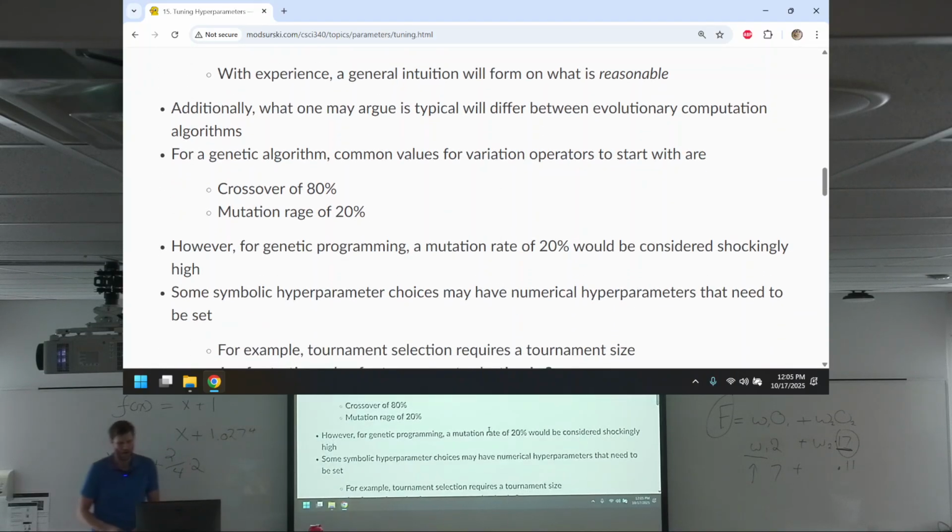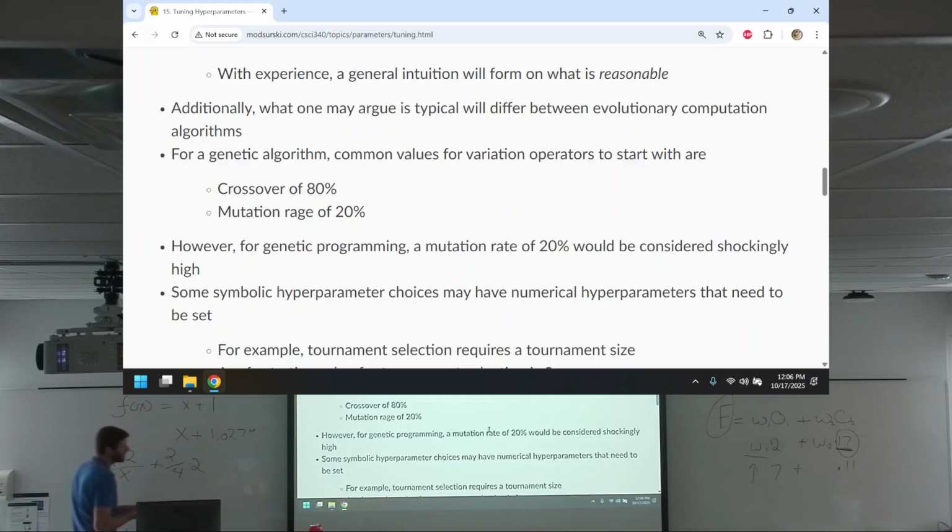Additionally, what one may argue is typical will differ between evolutionary computation algorithms and even problem instances, right? So for a GA, a crossover of 80, mutation rate of 20, is entirely a reasonable starting place, okay? But for GP, a mutation rate of 20 would be shockingly high. You'd probably want something lower. But that really depends, right?